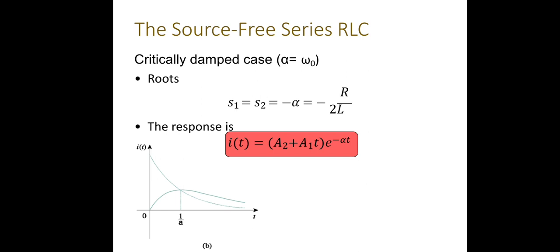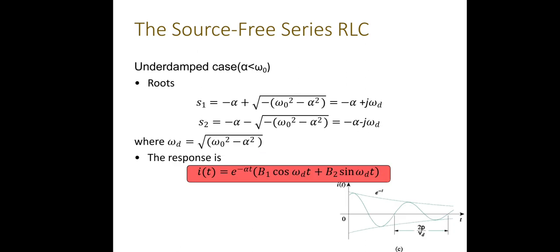The response of this critically damped case is shown here; the curve intersects a particular point that is indicated by 1 by alpha. That is the critically damped condition, the response graph between current and time variations. Since both roots are equal, the response is (A2 plus A1 t) into e^(minus alpha t). This is the resultant equation for the critically damped case.